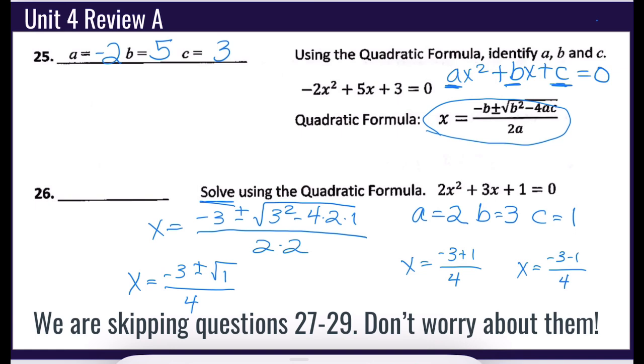Negative 3 plus 1 would be a negative 2. Negative 2 divided by 4 would be negative 1 half. Negative 3 minus 1 would be negative 4. Negative 4 divided by 4 would be negative 1. So my two possibilities for x are the numbers negative 1 half and negative 1.